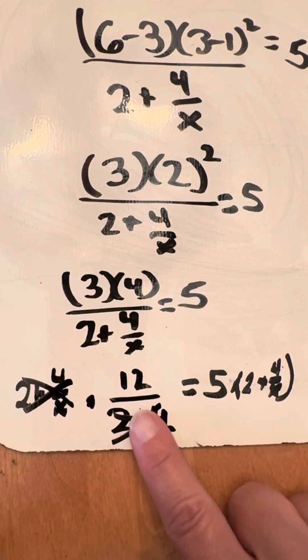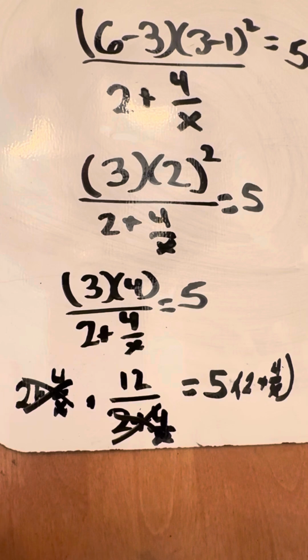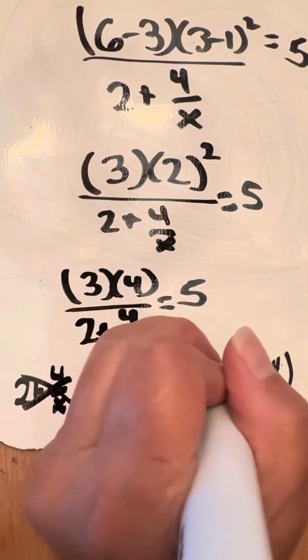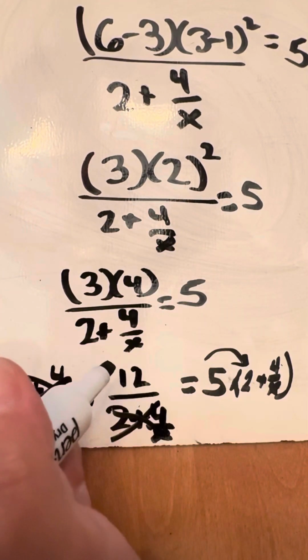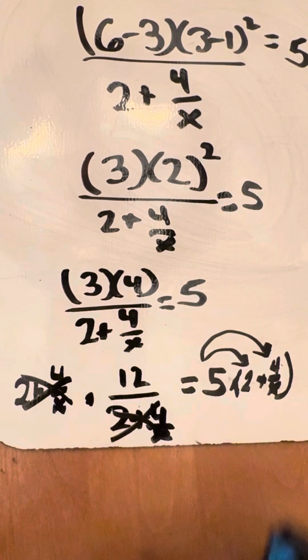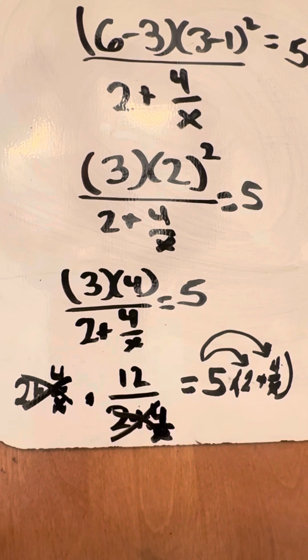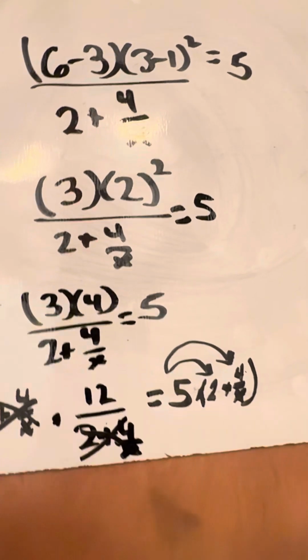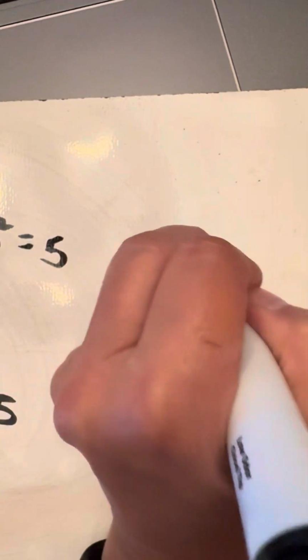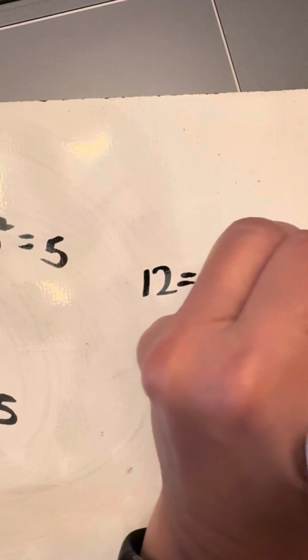Now it's just leaving me with the 12 on the left-hand side, and we have to distribute over here. So we're going to take the distribution, 5 times 2, we're going to get 10, and then we distribute over here, but the 5 is only going to multiply times the 4, which is going to be 20 over x. So what we're left with now is 12 is equal to 10 plus 20 over x.